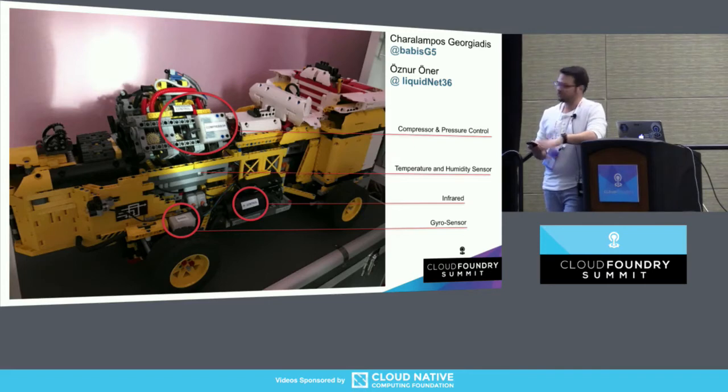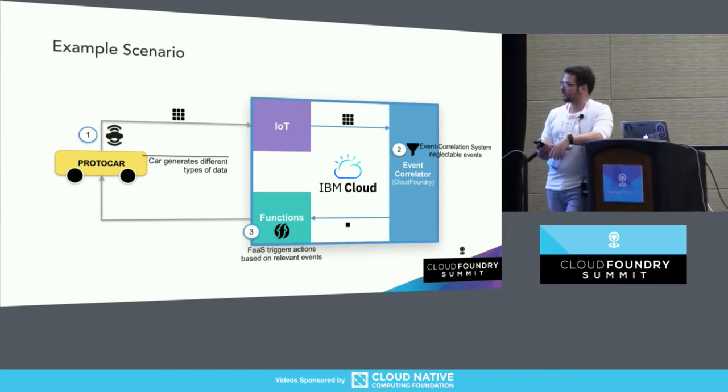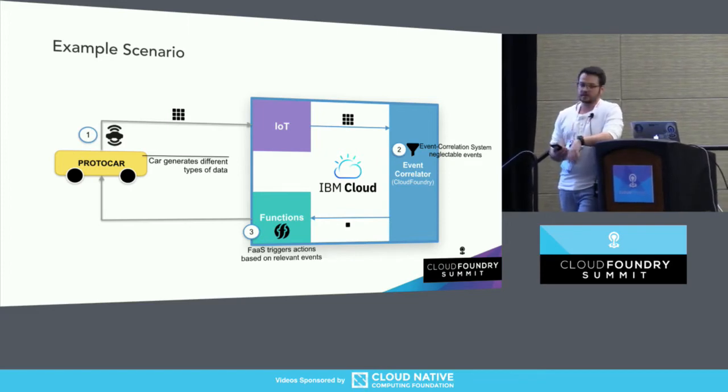So the motivation for that was actually automotive and smart cars, connected cars. So that's why we built that. We wanted to build a proof of concept, really an MVP, based on a specific scenario. In that scenario, we had this protocol which was generating different types of data, and it sent that data directly to the IBM Cloud.